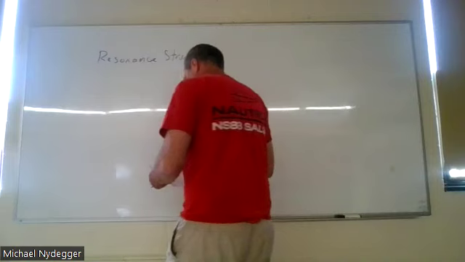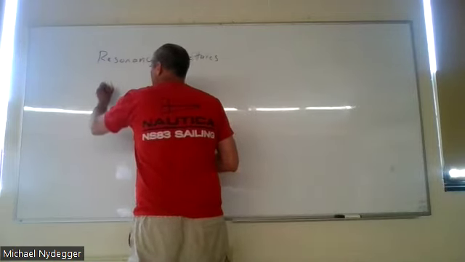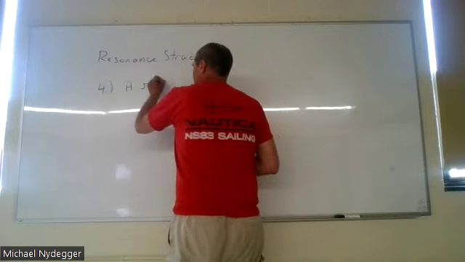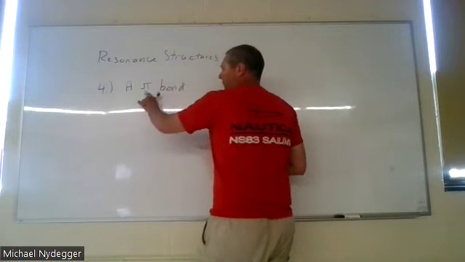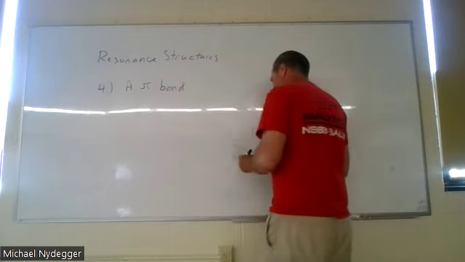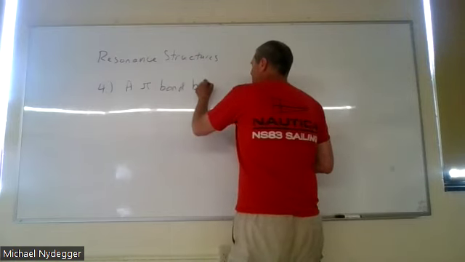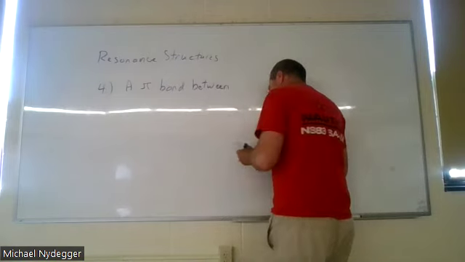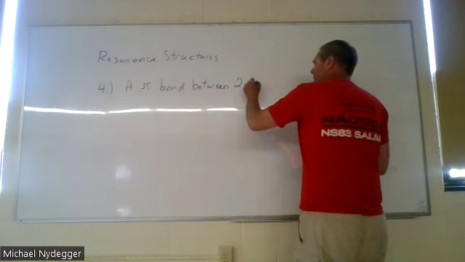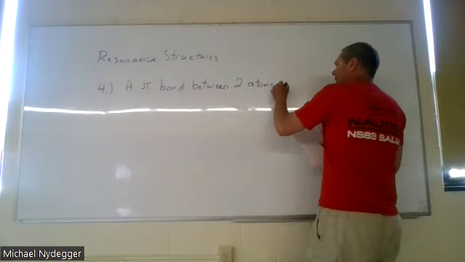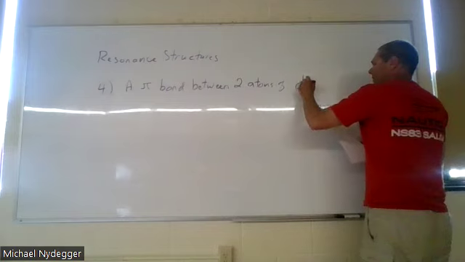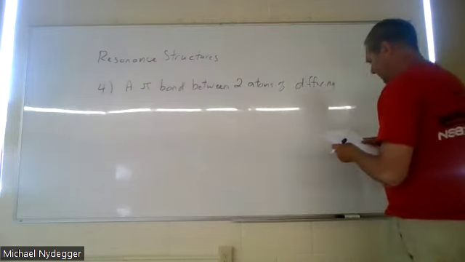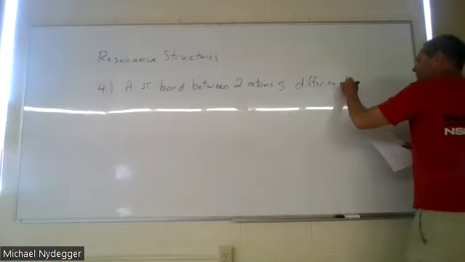Here. Look at another one. So number 4. If we have a pi bond, remember a pi bond is going to be a double bond, right? Between two atoms of differing electronegativity.